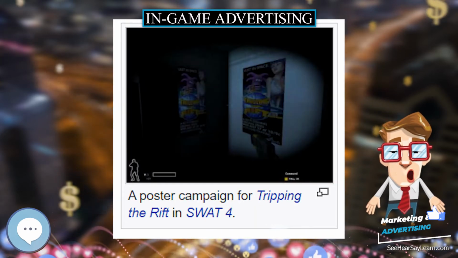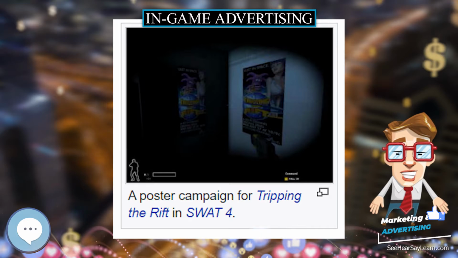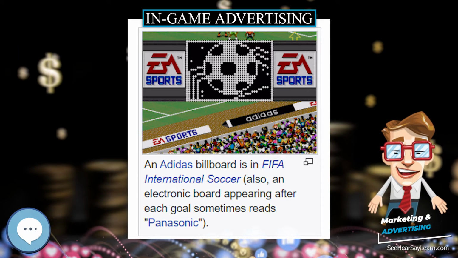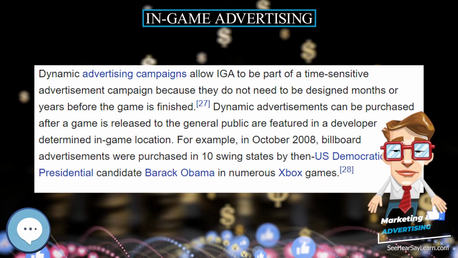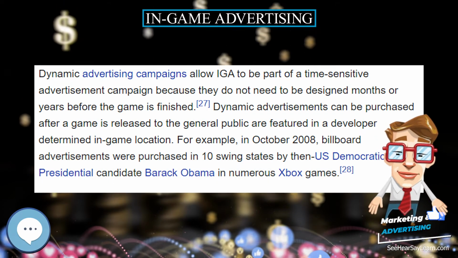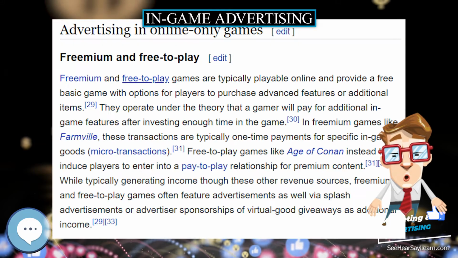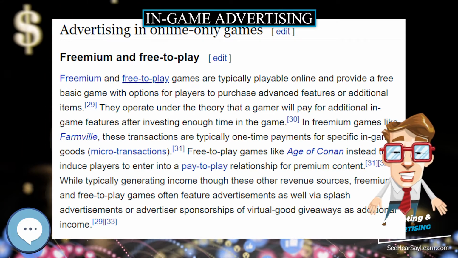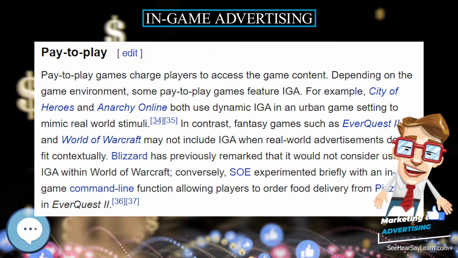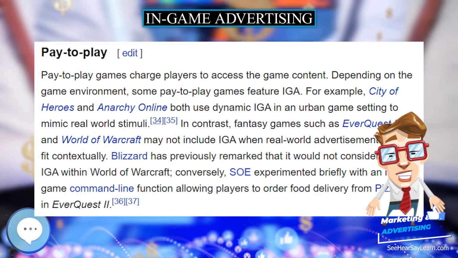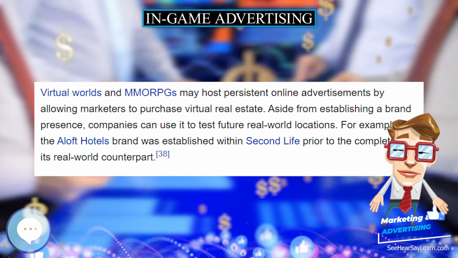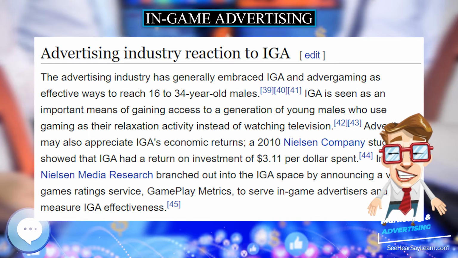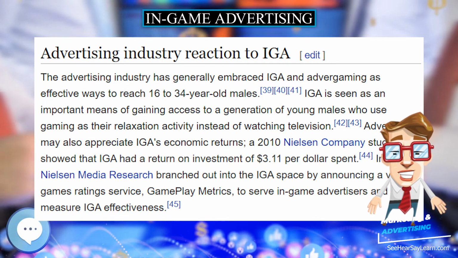Dynamic IGAs allow the game manufacturer or its advertisement delivery service to track advertisements in real time and capture viewing data such as screen time, type of advertisement, and viewing angle. This information may be used to improve future advertisement campaigns and to correct copy problems or make a current advertisement more appealing to players. Dynamic advertising campaigns allow IGA to be part of a time-sensitive advertisement campaign because they do not need to be designed months or years before the game is finished.